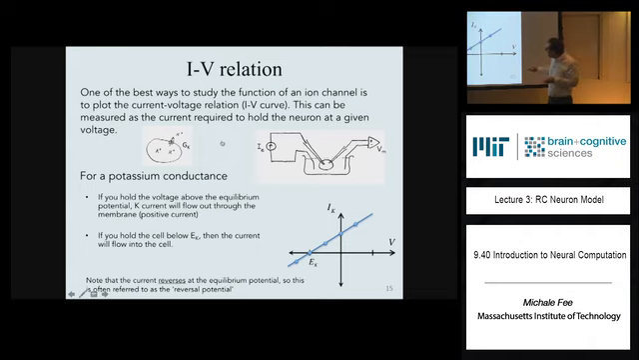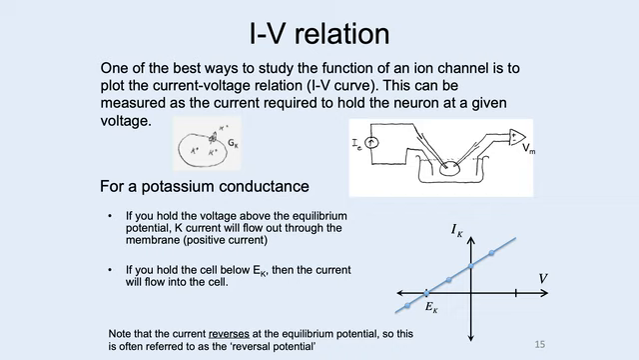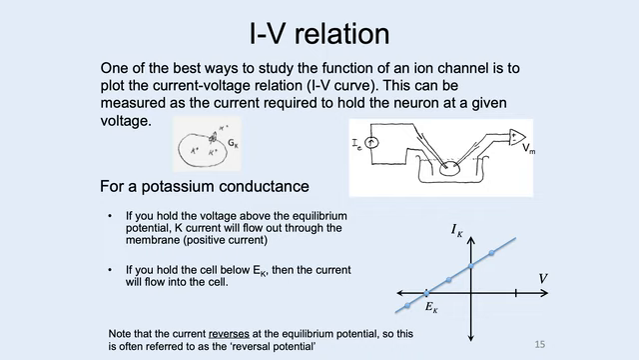And if you hold the voltage below that, the inside of the cell is now negative relative to the Nernst potential, and current's going to flow in. So notice that the current actually reverses sign around EK. Okay, and so sometimes this voltage is called the reversal potential. You'll hear me sometimes refer to the reversal potential, and that's just the same as the Nernst potential or the equilibrium potential.